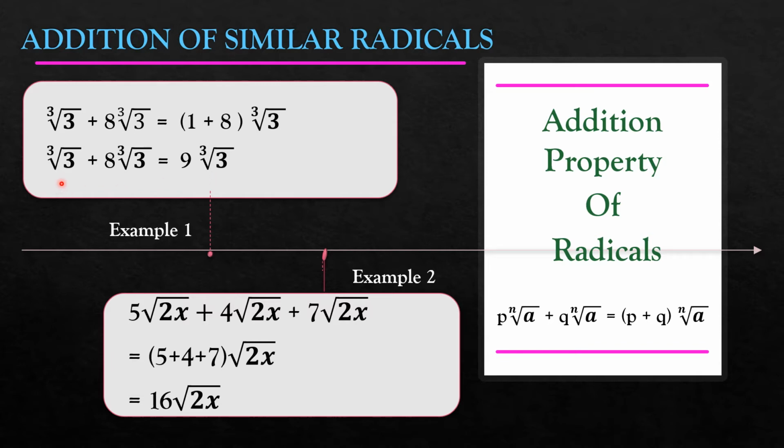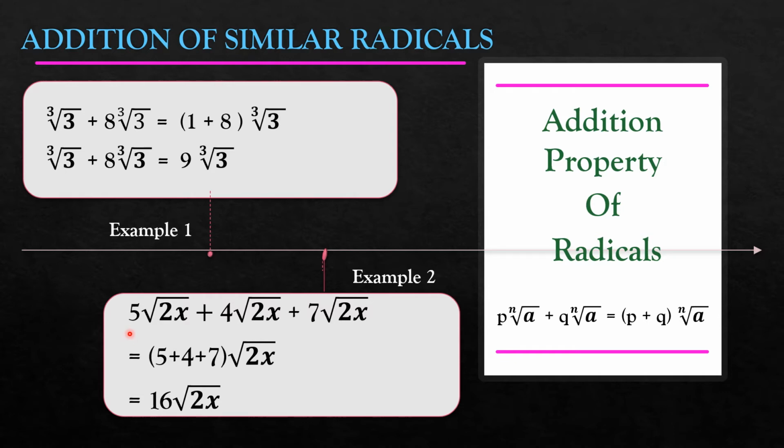So, the sum of cube root of 3 plus 8 cube root of 3 is 9 cube root of 3. For example 2, we have here 5 square root of 2x plus 4 square root of 2x plus 7 square root of 2x. Again, they are similar radicals since ang common radical natin dito ay square root of 2x. Lahat po yan, ang index po niya ay 2. And then, same radicand which is 2x.